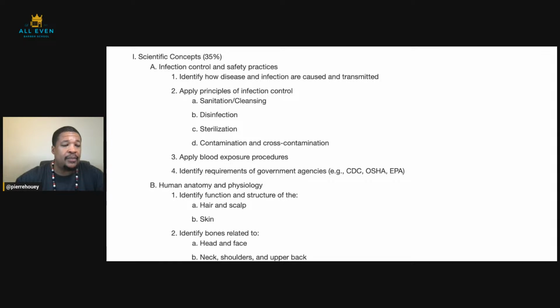A lot of times it is recommended that you use the official Barbicide wipes. Not to say that you can't go get other disinfectant wipes, but if you get the Barbicide wipes, they tell you what the contact time is.